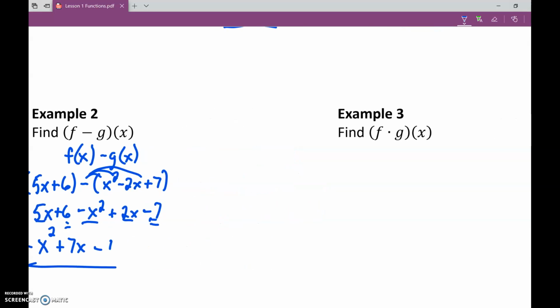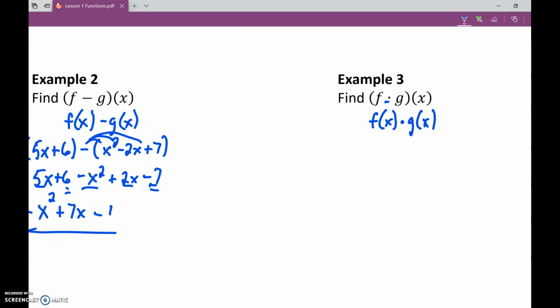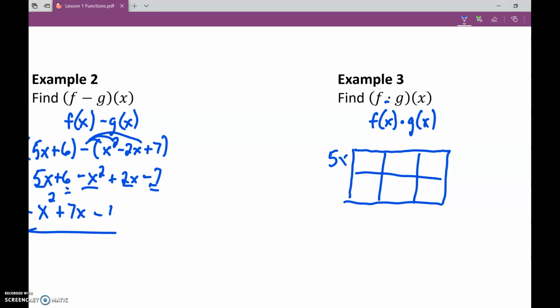Okay, multiplying, f times g can be written like this, or it can be written like this. The solid dot always means multiplication. So if I want to take my f times my g, I'm going to set up the box method. So 5x plus 6 over here, and then my g, x squared minus 2x plus 7, and we're multiplying.